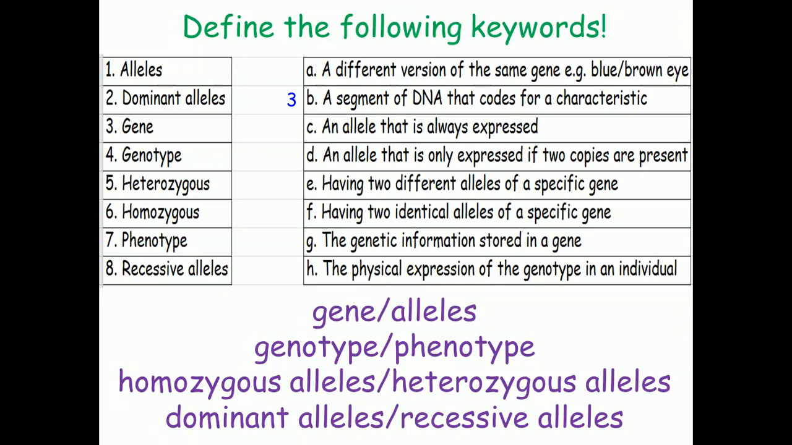A gene is a segment of DNA, or DNA sequence, that codes for a characteristic. In other words, it tells you how to make a protein that has an effect on what is being expressed. An allele, as we said earlier, is a different version of the same gene. So for instance, you could have a blue eye allele and a brown eye allele. It's the same gene, but a different version of it. A genotype is the genetic information that's in the gene. In other words, the instruction to make the protein, or the code.